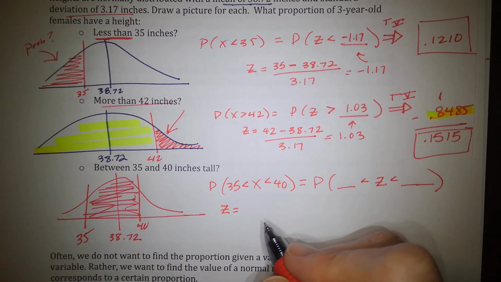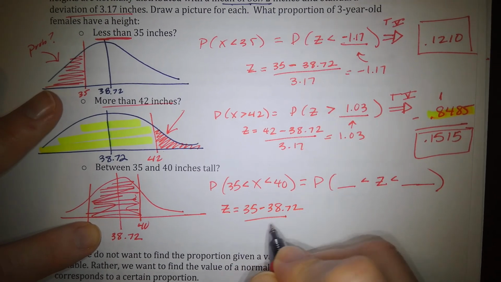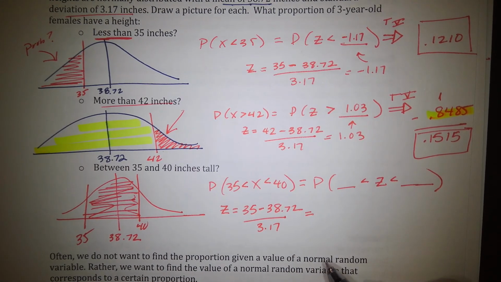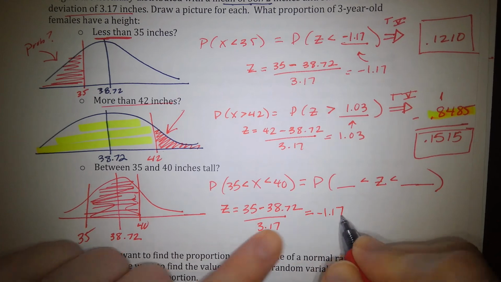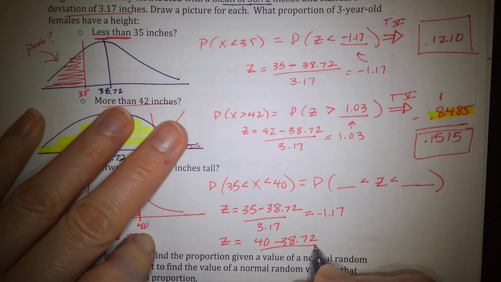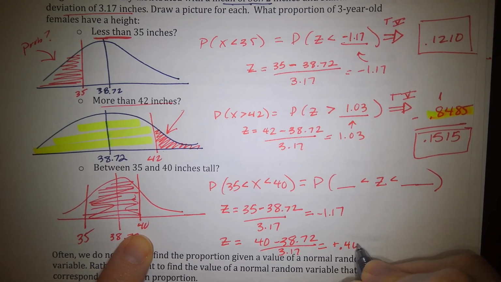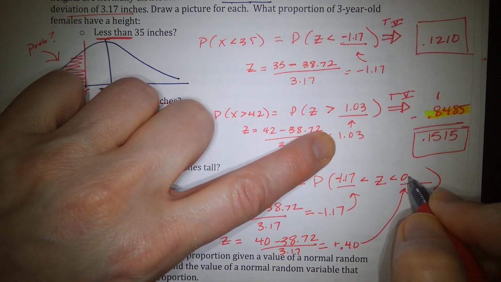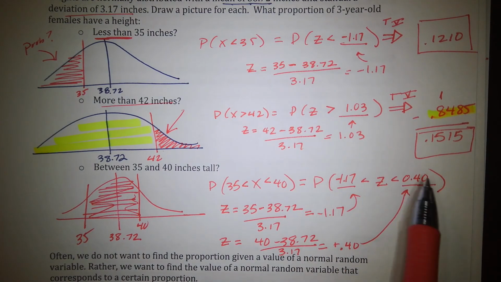So let's first look up 35. So 35 minus the mean divided by standard deviation, and that is going to be equal to negative 1.17 because we already did that one up here. And then we have to find the z-score of 40, and that is going to give us a z-score of positive 0.40. So those are going to be the values that I'm going to put in here. So I'm looking for the probability that z is going to be in between those two z-scores.